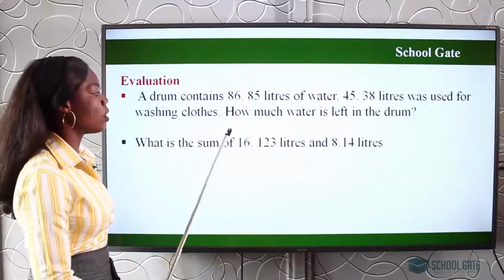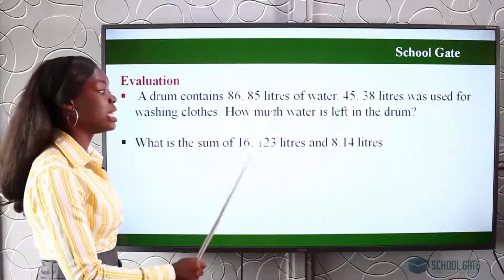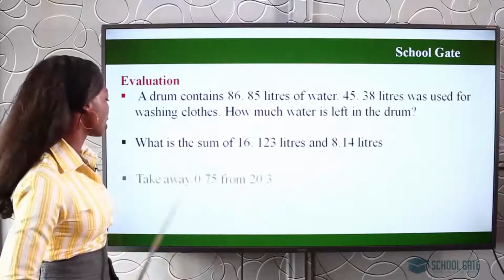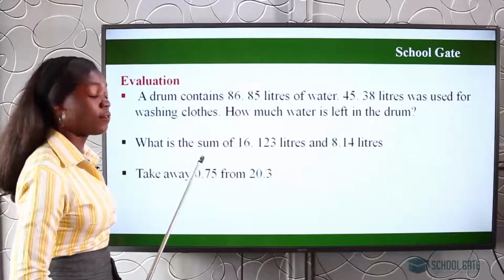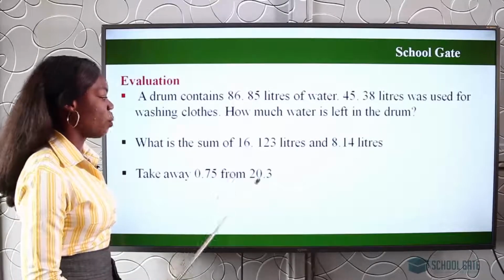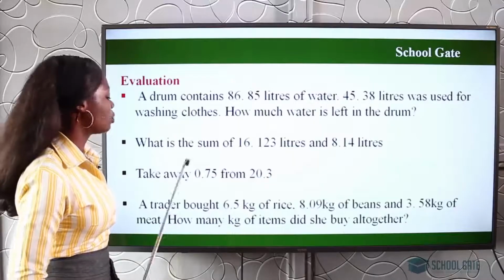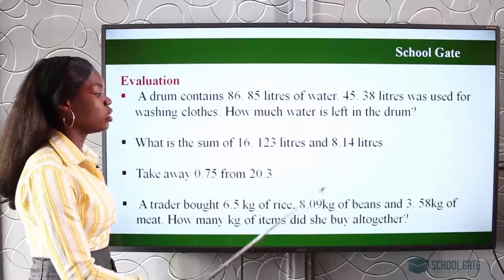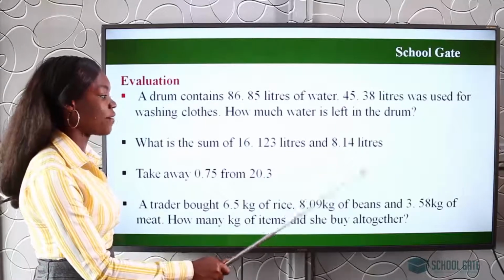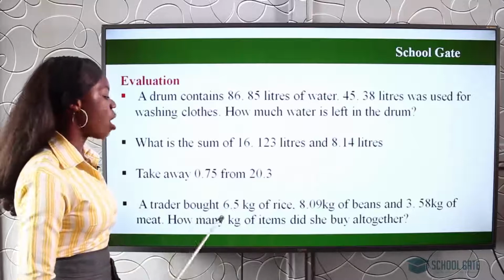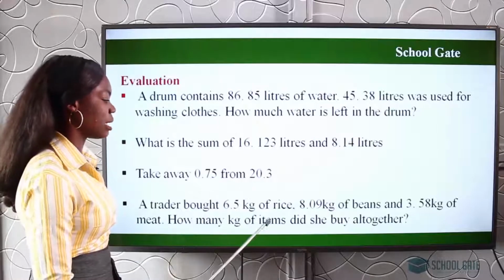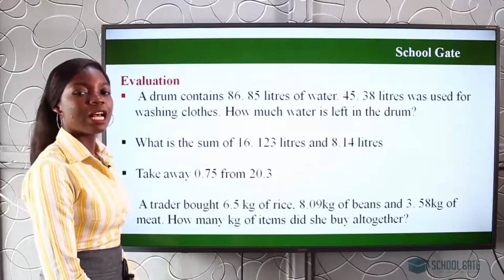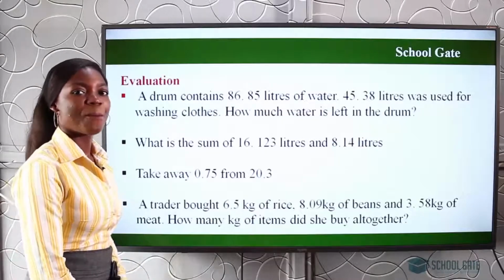What is the sum of 16.123 liters and 8.14 liters? Take away 0.75 from 20.3. A trader bought 6.5 kg of rice, 8.09 kg of beans, and 3.58 kg of meat. How many kilograms of items did she buy all together? I'm going to give us a few minutes to do these simple word problems.